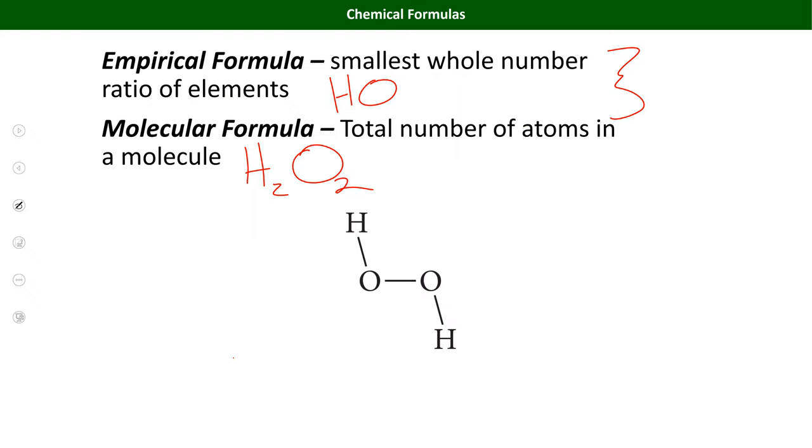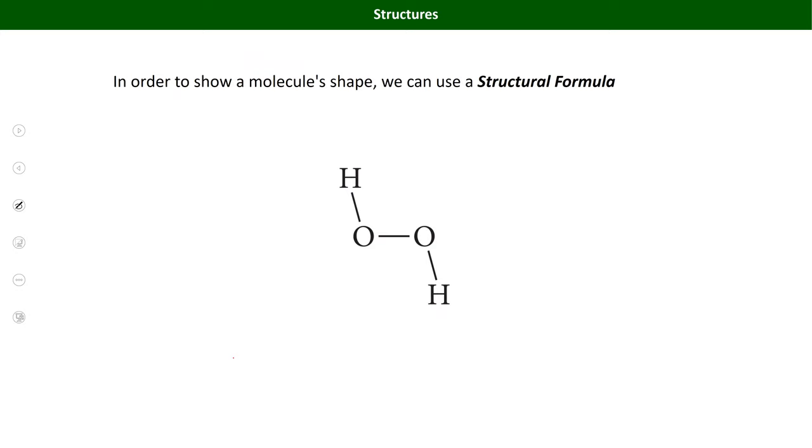All right, and then just to add a couple, so that's two ways of writing the formula. If you ever need to show the actual shape of the molecule, we use what's called the structural formula, which just means you show how the atoms are individually connected. Because it turns out we can have more than one thing with the same molecular formula that's not the same compound.